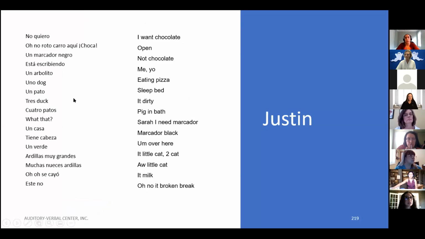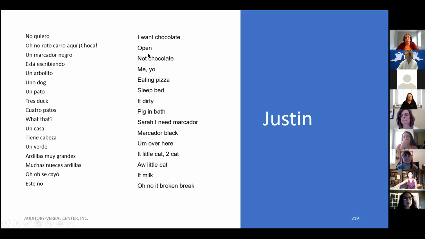So in the left-hand corner, I prompted him in Spanish. As you can see, the majority of how he responded was in Spanish, but he also said like, uno dog, tres duck, what's that? Some were a combination of English and Spanish, and some were just English, and everything I responded to him was in Spanish.